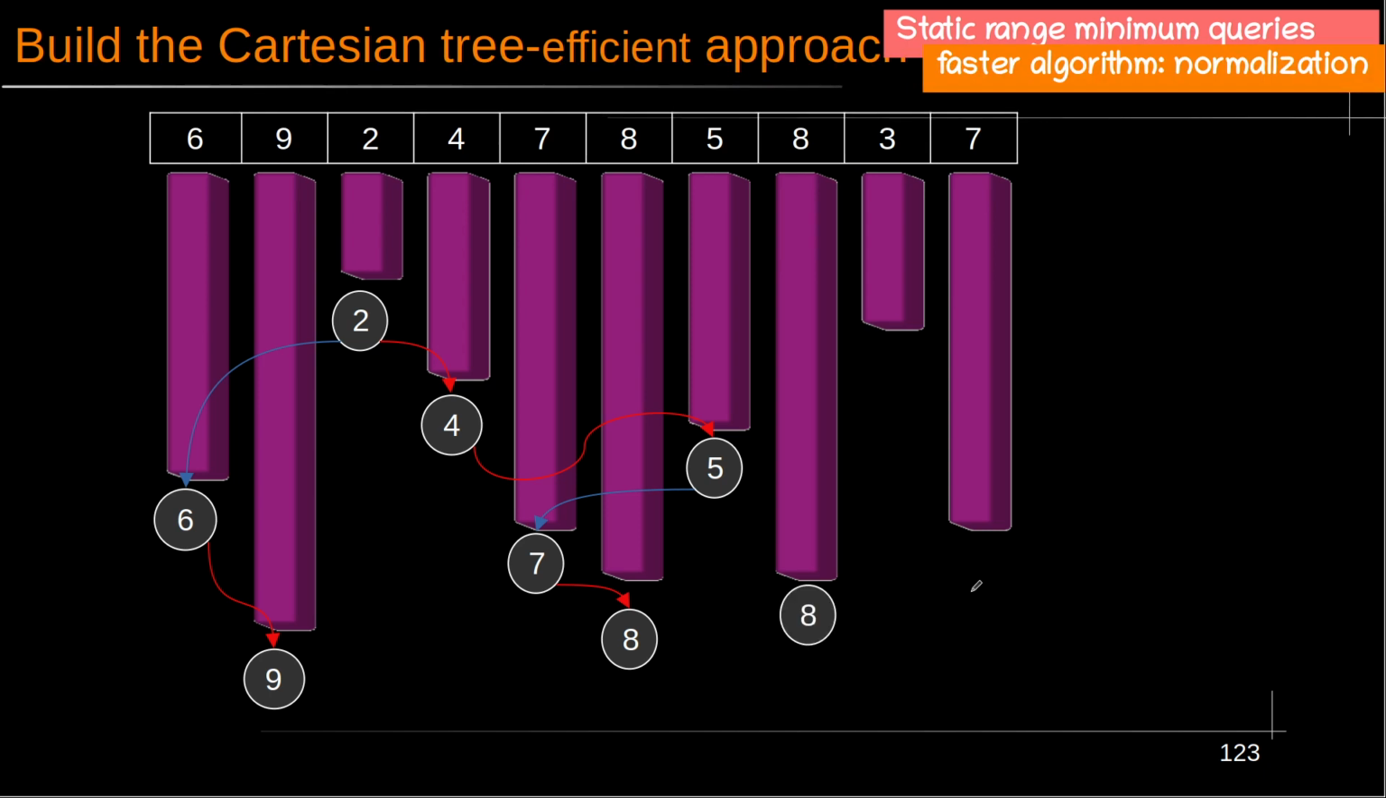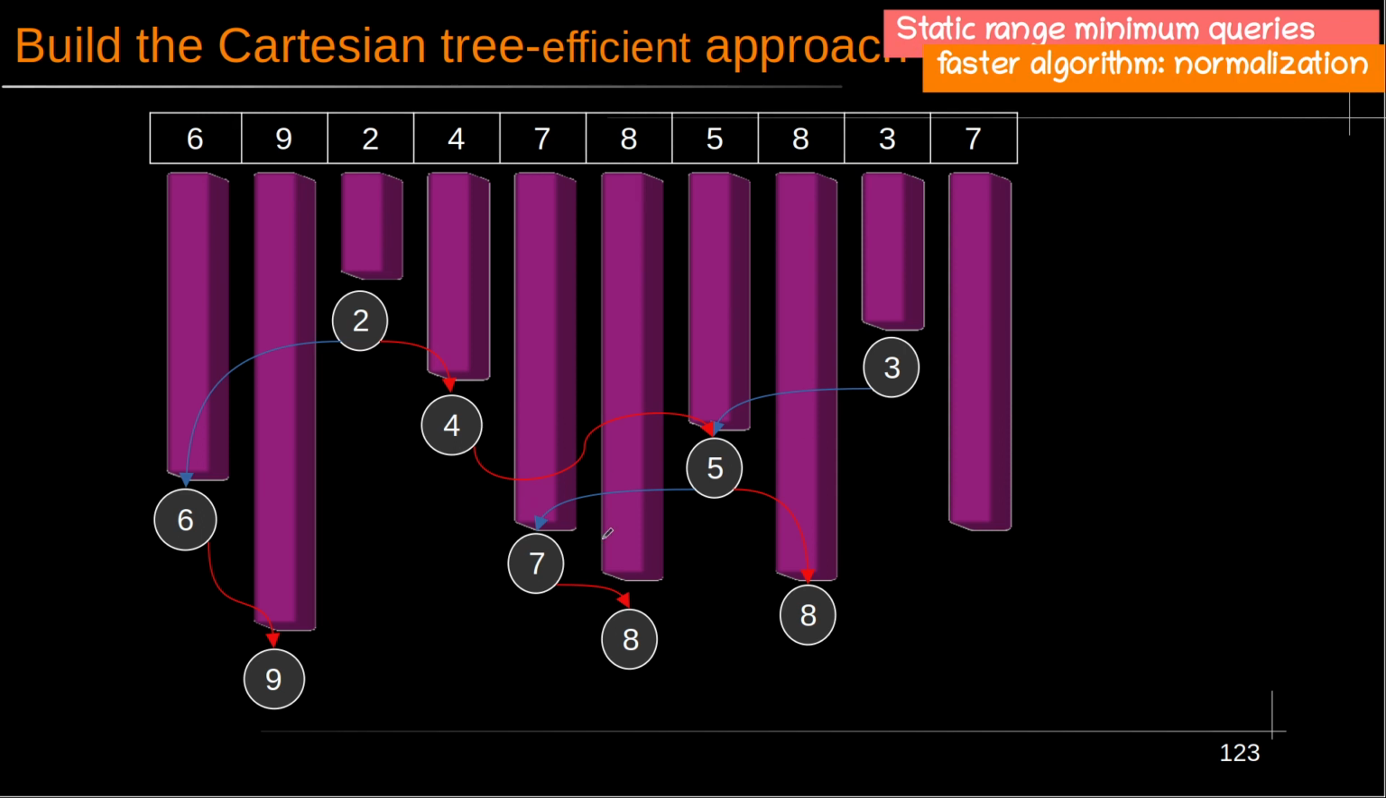We go to 8. 8 is greater than 5, so 8 could be the parent of the right subtree of 5. For 3 now. Is 8 greater than 3? The answer is yes. So 8 could be the parent of the left subtree of 3. We go to 5. Same for 5. 5 is greater than 3. So 5 will be the parent of the left subtree of 3 for now.